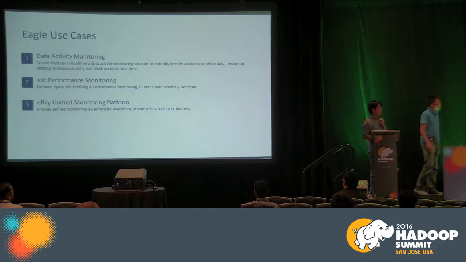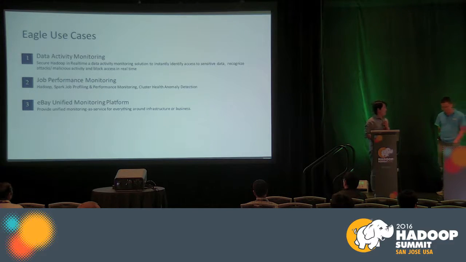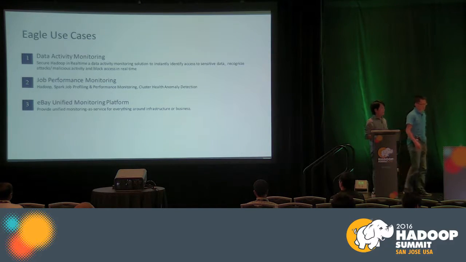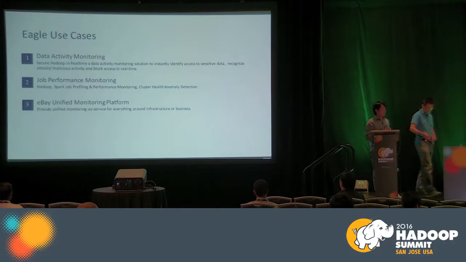Ralph has provided very detailed information on the technology we use and our design ideas. Here we introduce some use cases we have at eBay and also in the community. So first of all is data activity monitoring. As the subject of this topic, we want to scale Hadoop in real time. So basically, we want to monitor every activity on the big data system. On HDFS, a user can create, copy or modify. On Hive, a user can access a table or a column. On HBase, and so on.